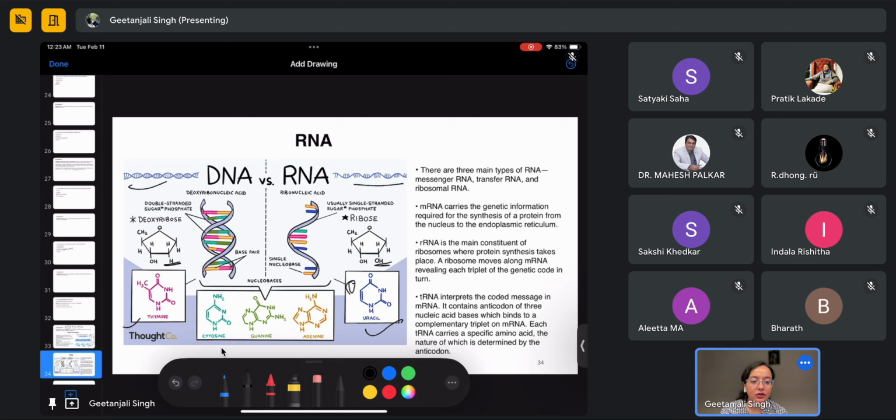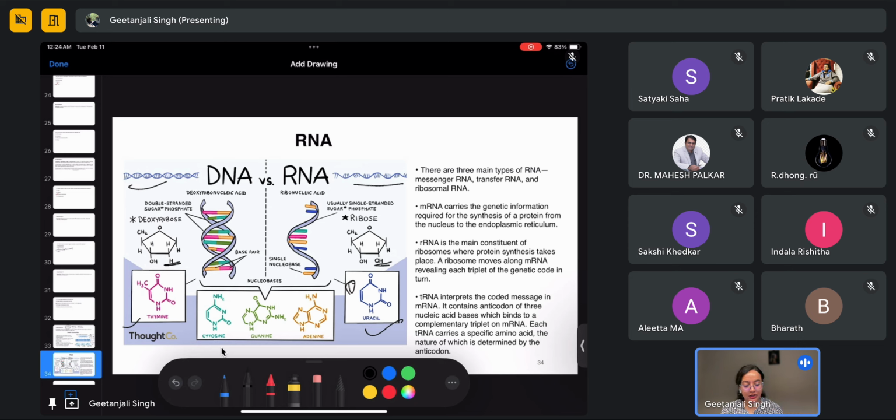RNA has three main types. We'll discuss more in upcoming slides. So there are three main types of RNA: messenger RNA, mRNA, transfer RNA, tRNA, and ribosomal RNA, that's called rRNA.